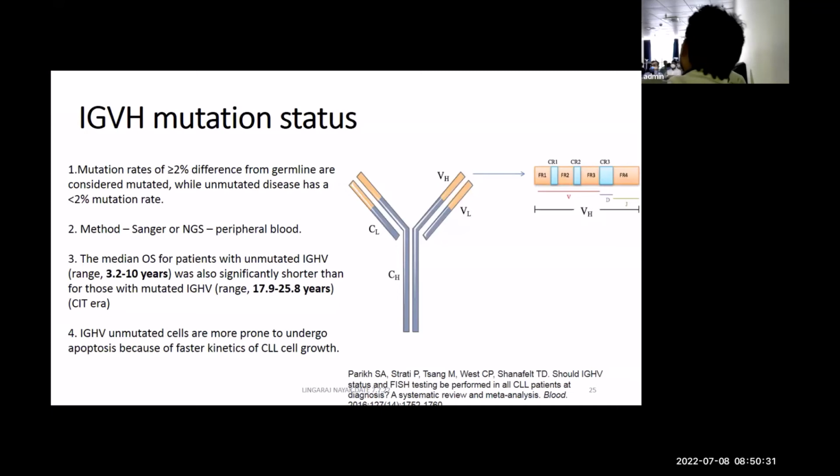Now how do you know whether they are mutated or unmutated? It depends on the amount of mutation they undergo. So how do you compare? You have to have a comparator to decide whether they are mutated or not.